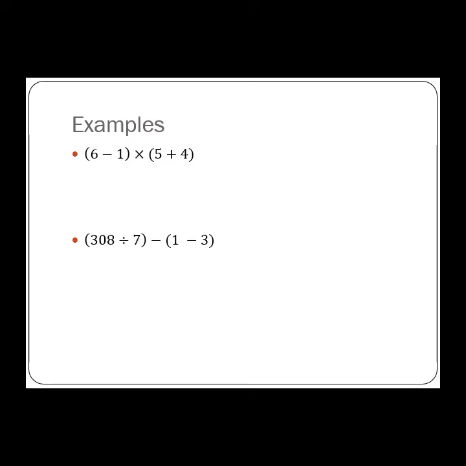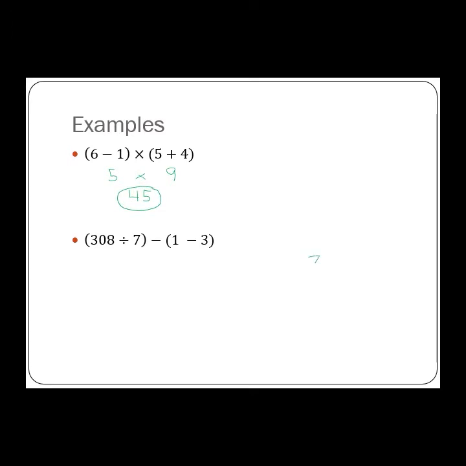Here are a couple more. I have to do what's inside the parentheses. 6 minus 1 is 5. 5 plus 4 is 9, and there's still a multiplication sign between them. 5 times 9 is 45.